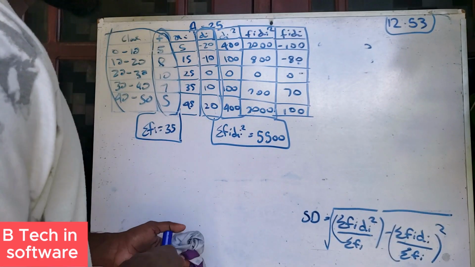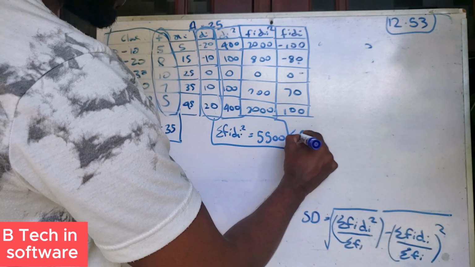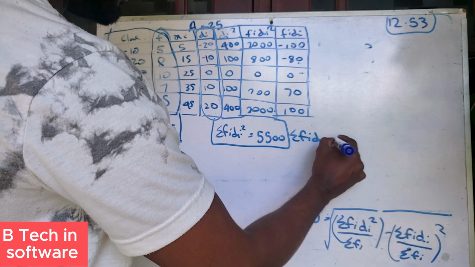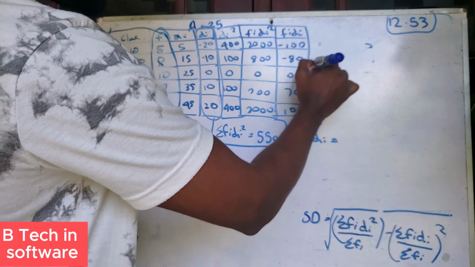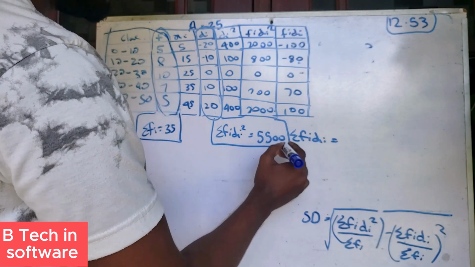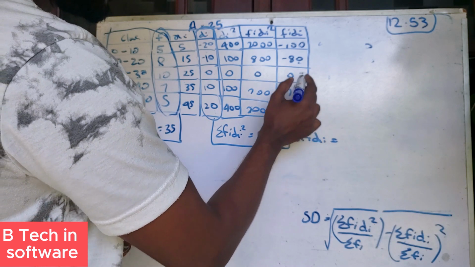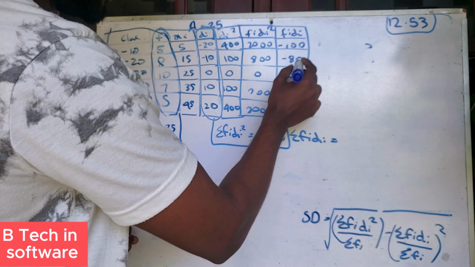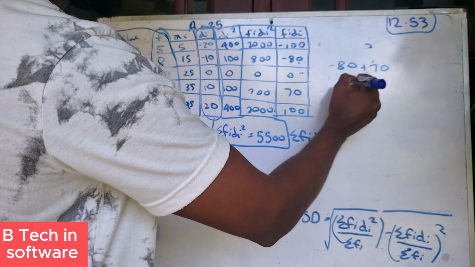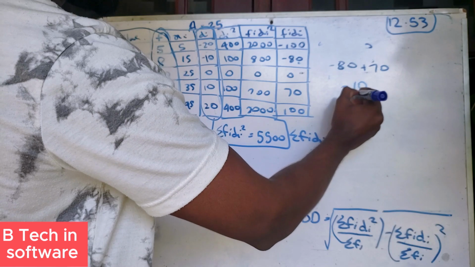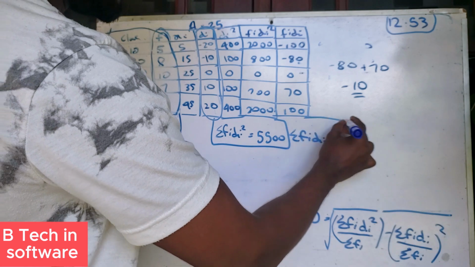You can see we need to find sigma fi di. We need to add all the values in this fi di column. Now minus 100 cancels out with 100, and then minus 80 plus 70, the remaining is minus 10. So the sigma fi di value is minus 10.